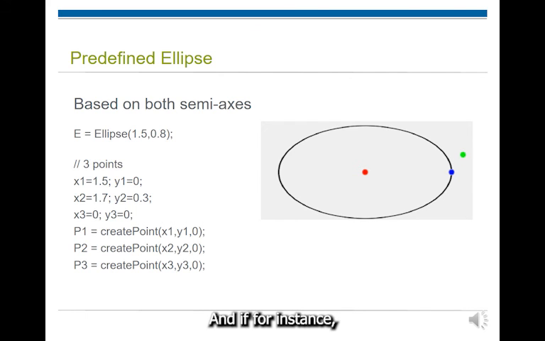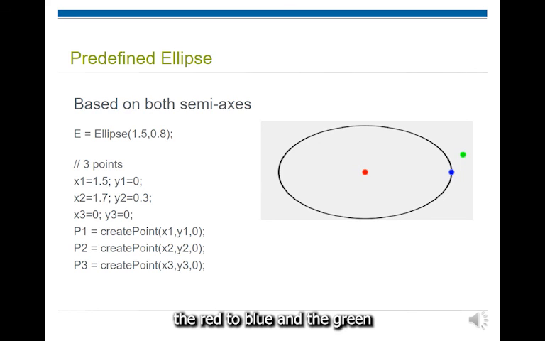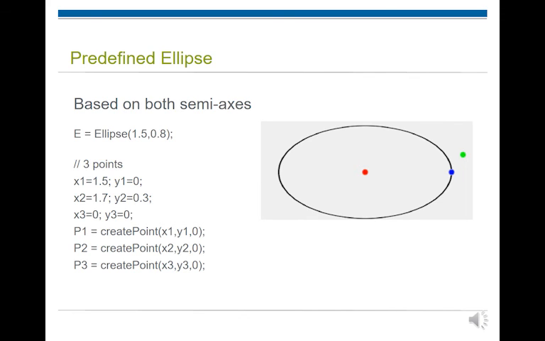And if, for instance, the 3 points of the picture are defined, the red, the blue, and the green, based on the inner product, you are able to decide very easily whether this point is outside, inside, or on the ellipse.